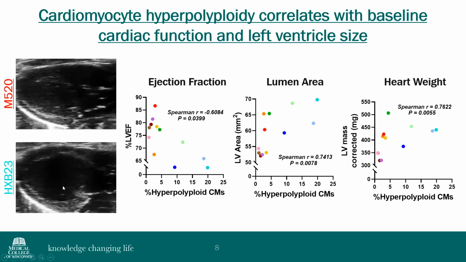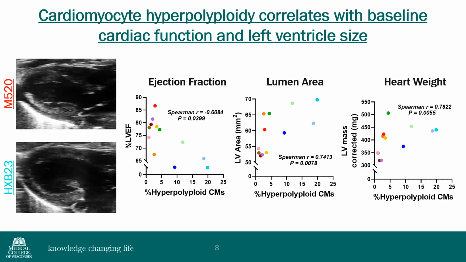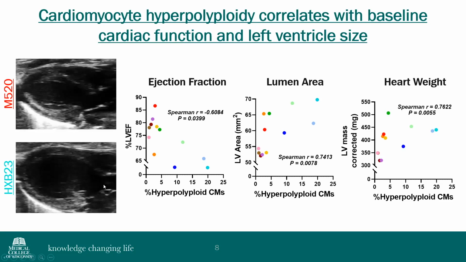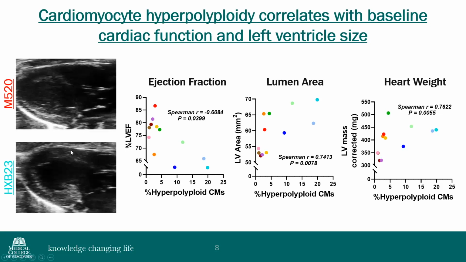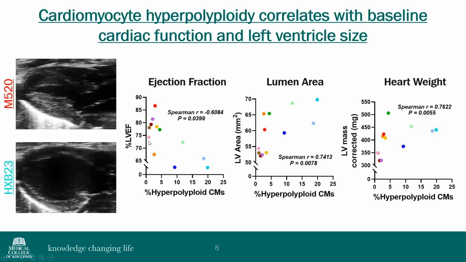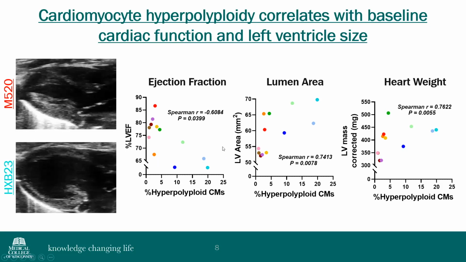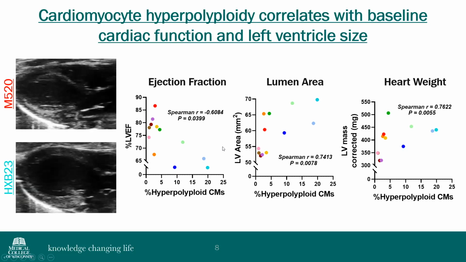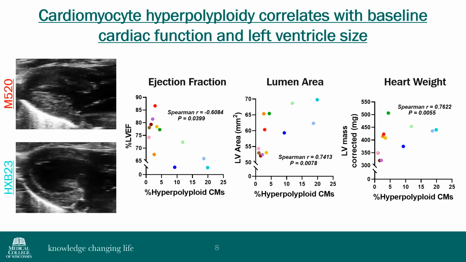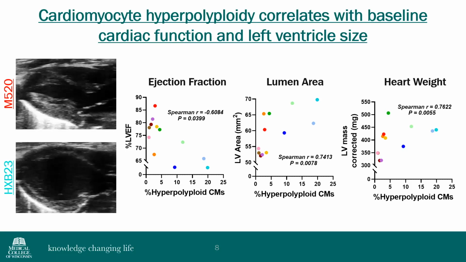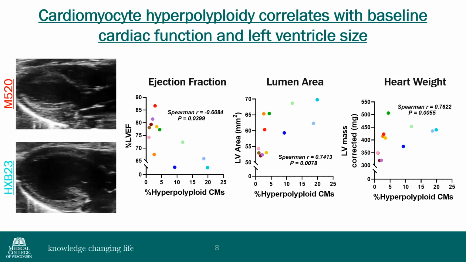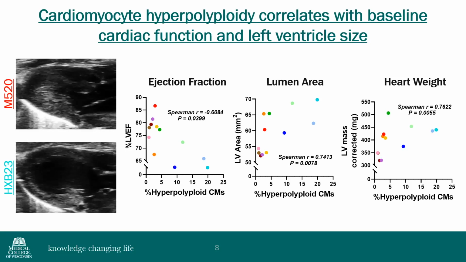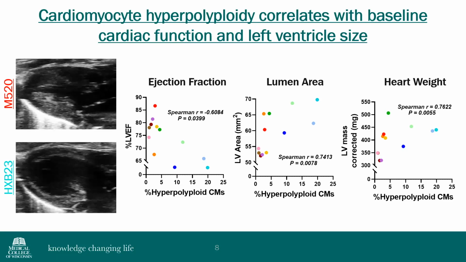So altogether, these baseline correlations could indicate that those strains that have higher frequencies of hyperpolyploidy have dilation of their left ventricles with reduced contractility. And these are things that are hallmarks of dilated cardiomyopathy and precursors to heart failure.